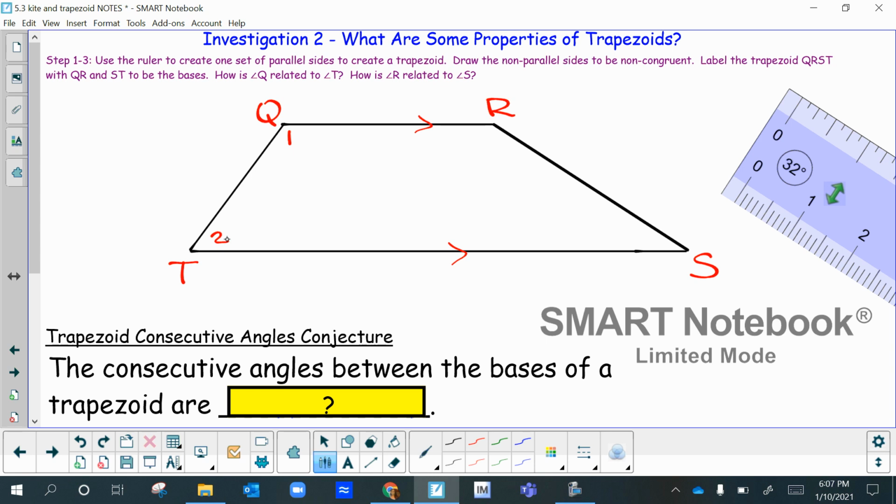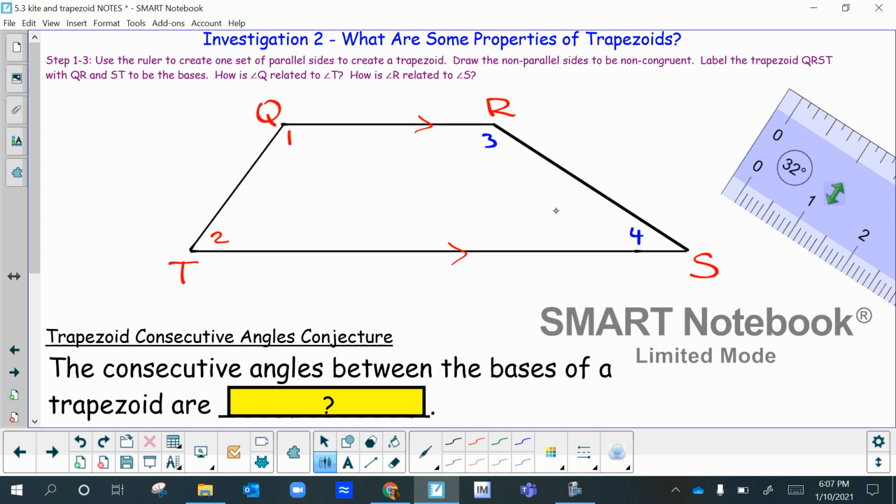They're obviously not congruent. One's obtuse and one's acute. Well, you should know that these are known as the same side interior angles from previous knowledge. It also asks, how is angle R related to S? So let's call that angle 3 and angle 4. So how is 3 related to 4? Those are also a pair of same side interior angles.